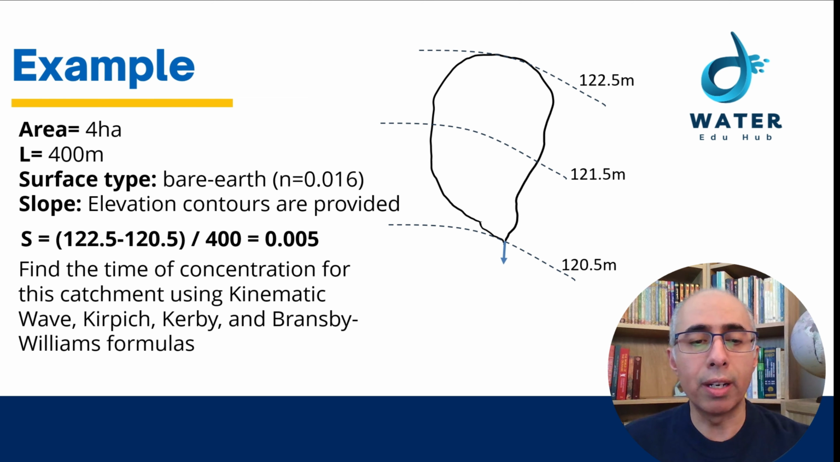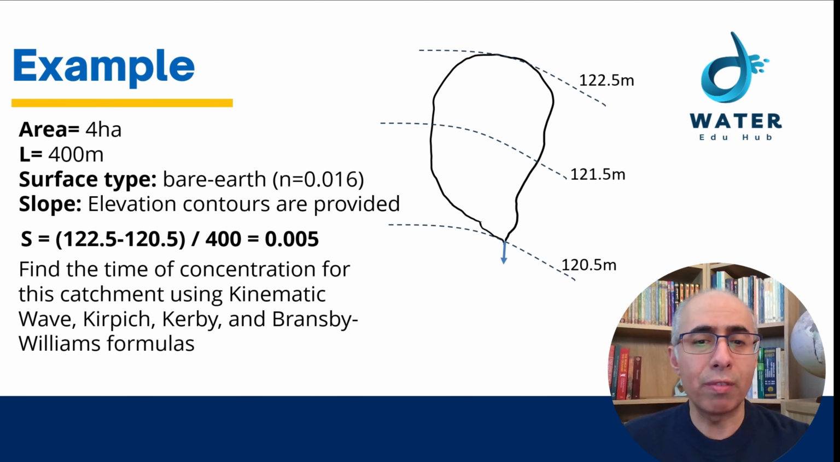The lowest and the upper point of the catchment have 120.5 and 122.5, divided by 400, which is the length. That will give me 0.005 as the slope, meter per meter.